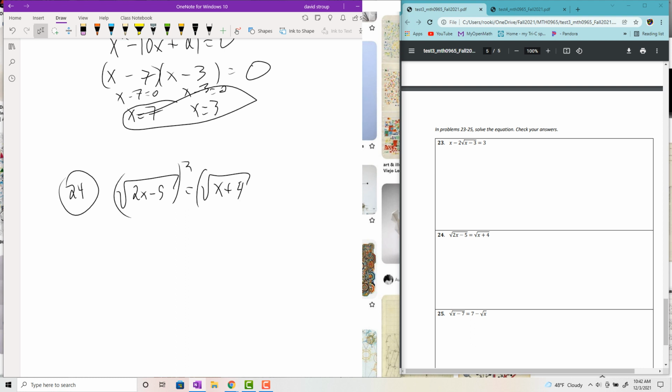Square both sides. So you get 2x minus 5 is x plus 4. Moving the x over, you get x. Moving the negative 5 over to plus 5 is 9. Check your answer. Square root of 18 minus 5 is square root of 13. Square root of 9 plus 4 is square root of 13, so it works.